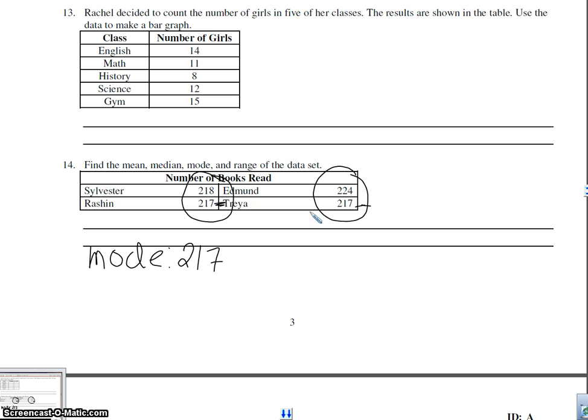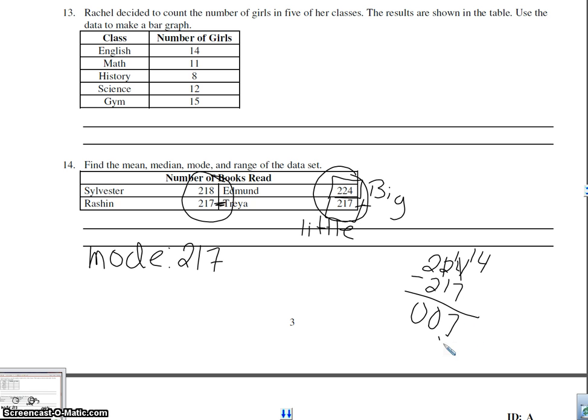And then the range, well, there's my biggest number and my little number. So I'm going to subtract those two. 224 minus 217. Got 14. Borrow. I get 7. 0 and 0. So that's my range. 7.